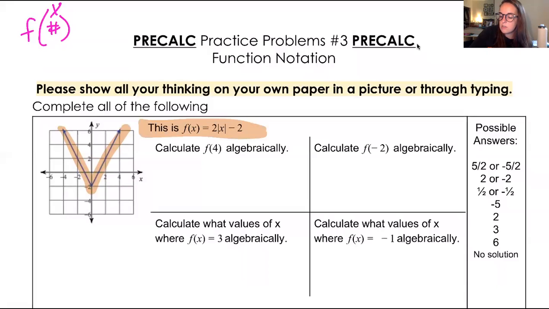So x is turning into 4. So I'm going to go ahead and write 2. And I'm leaving that space open where the x is. I'm going to put in a 4. So it's saying the absolute value of 4, which would be +4, times 2 would be 8, minus 2 would be 6. So I know that f of 4 equals 6. So this is the algebraic piece. And then I can look and see it on the graph to confirm my answer. So if x is 4, then 6 would be my y value.